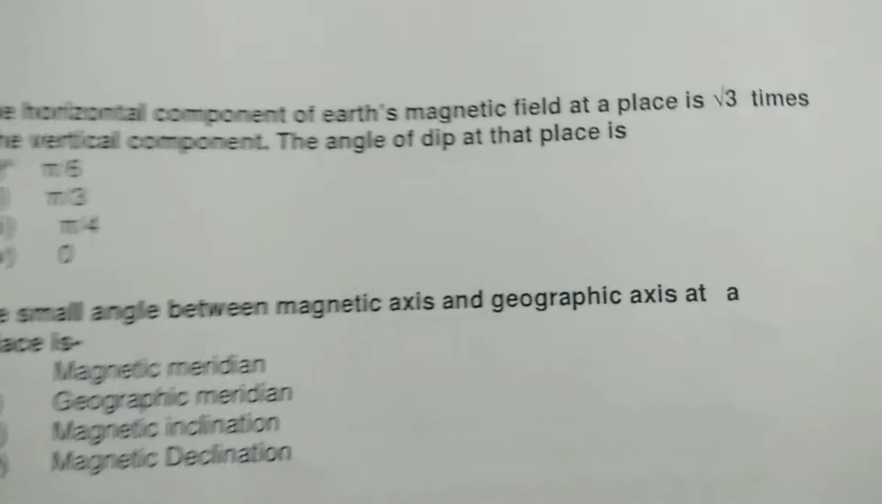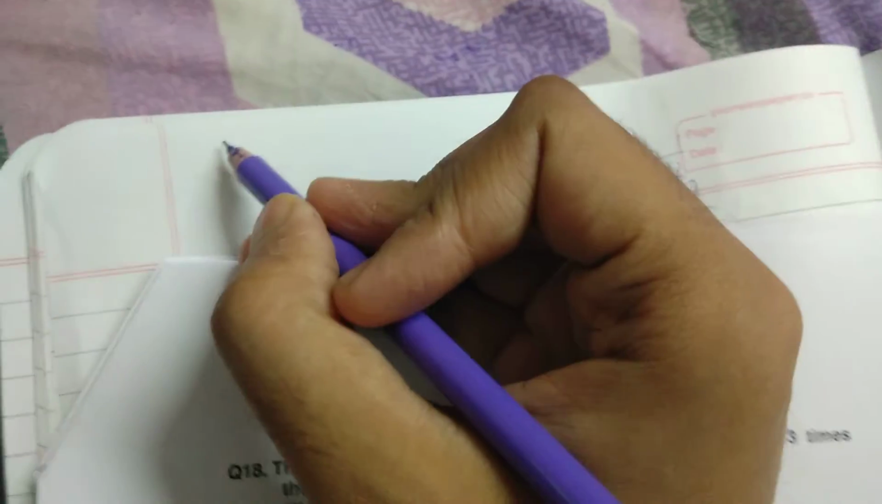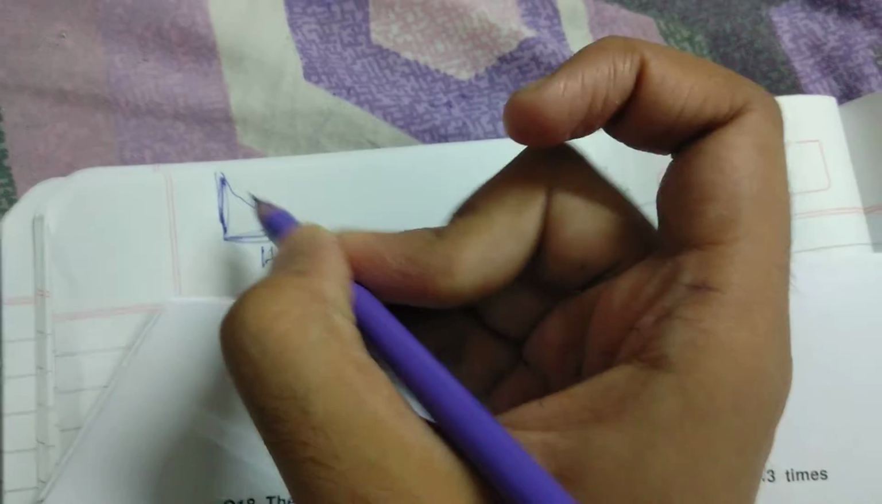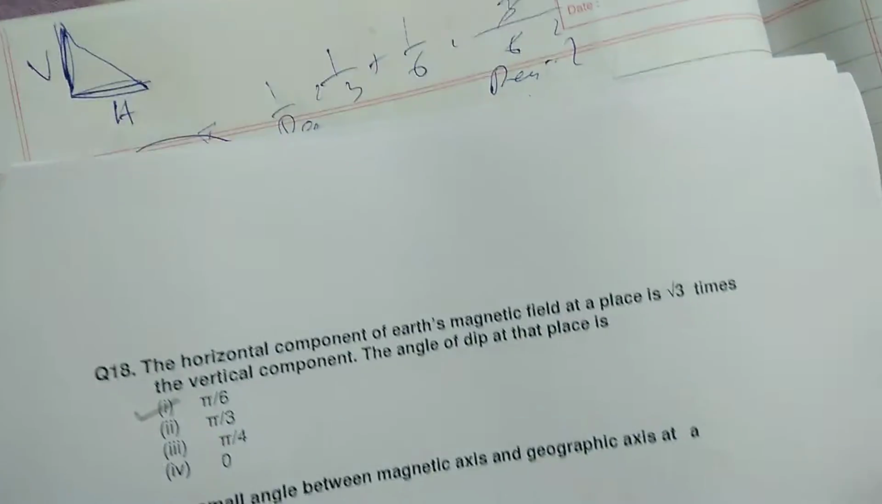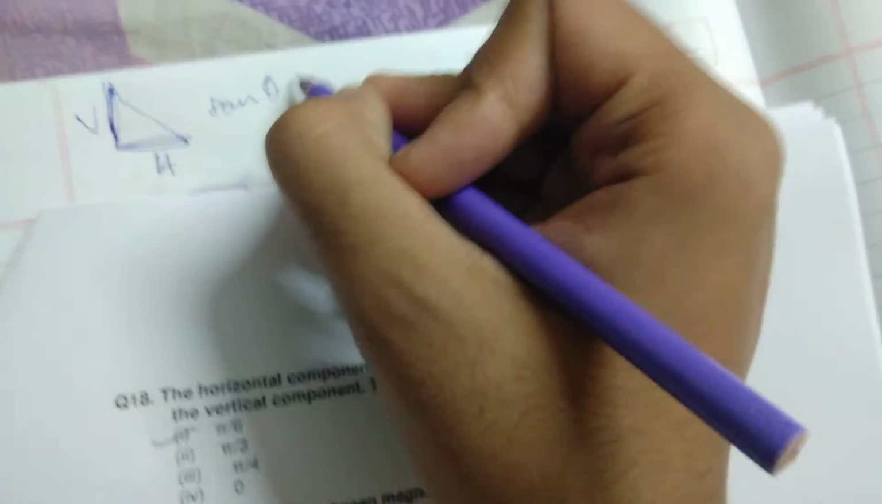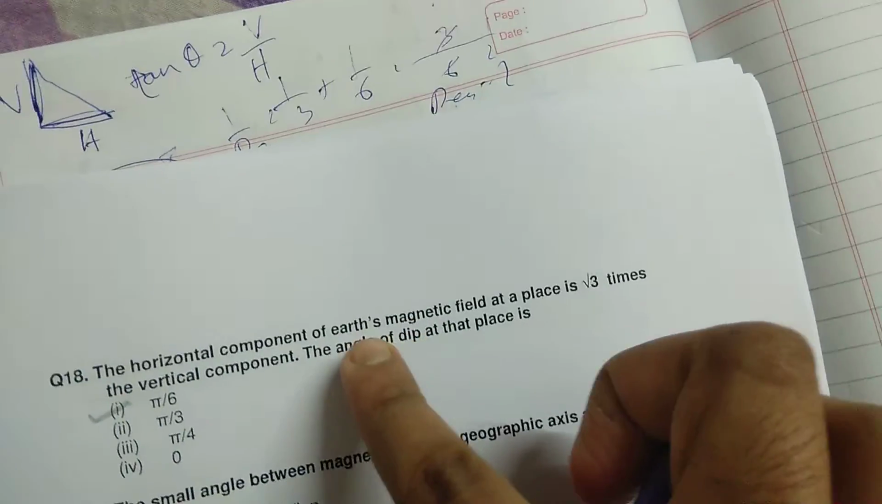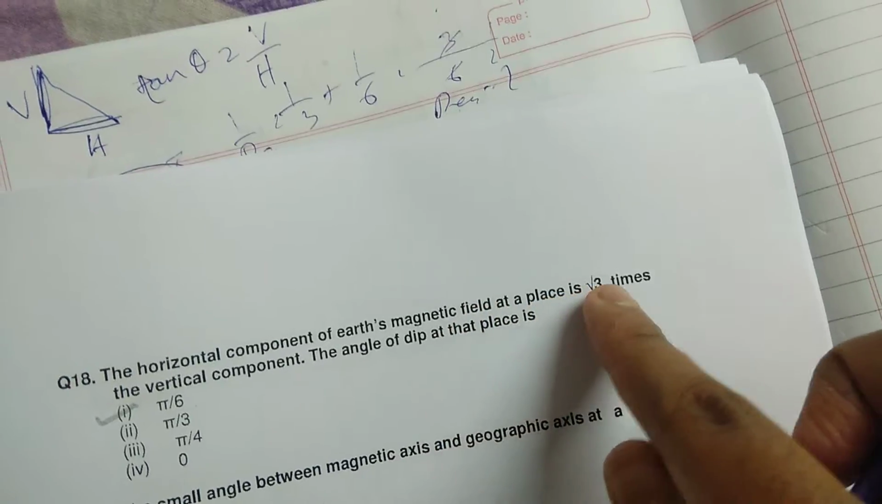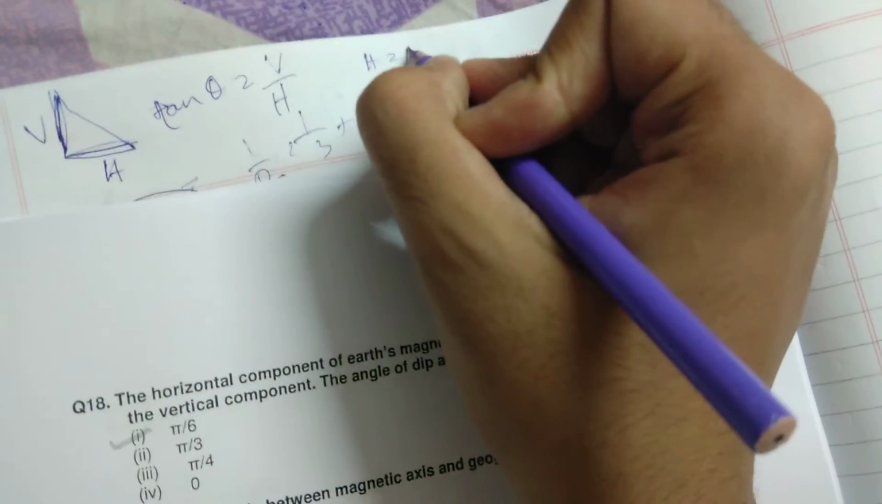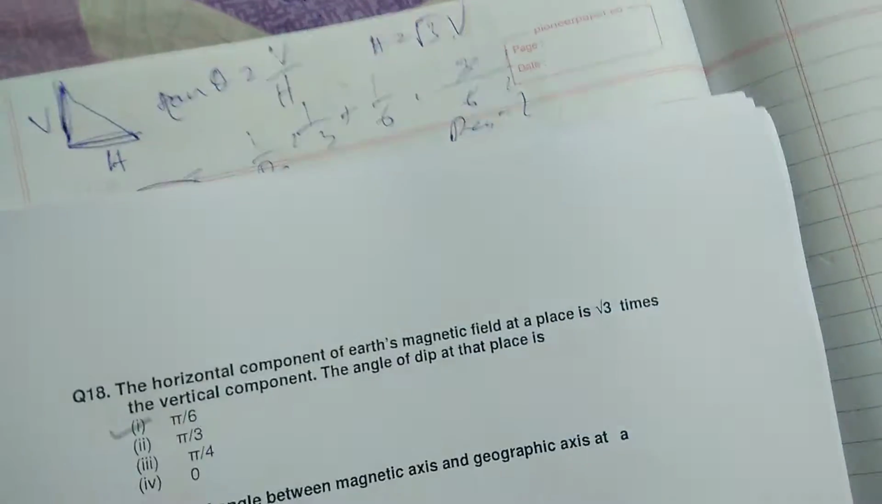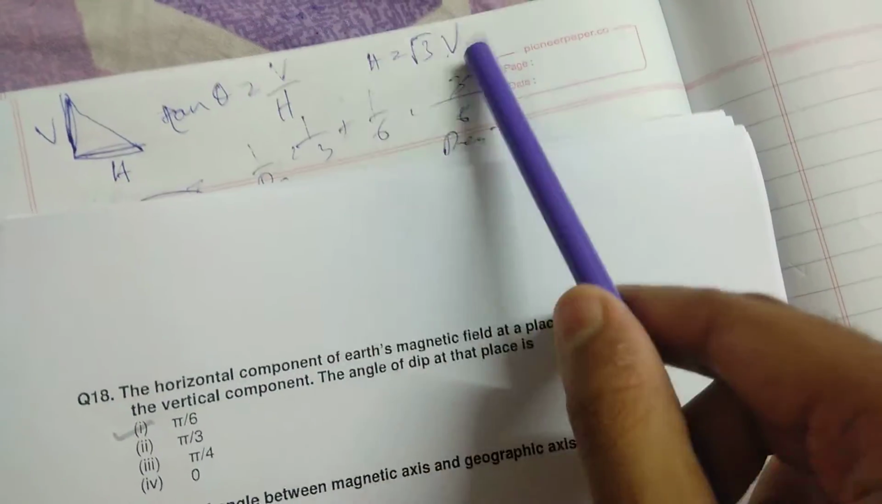The horizontal component of Earth's magnetic field at a place is √3 times the vertical component. So first of all, draw a simple triangle. Suppose this is horizontal component H and this is vertical component V. So tan theta, actually it is called delta, the angle of dip, but I'm just showing you the concept. So tan theta will be V by H. Now they have given that the horizontal component of magnetic field is √3 times the vertical component. That means H equals √3 V, right?